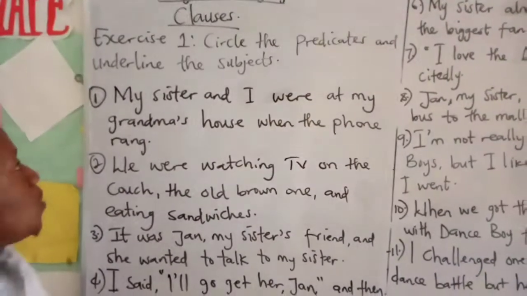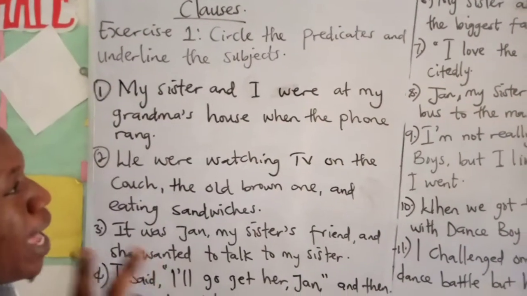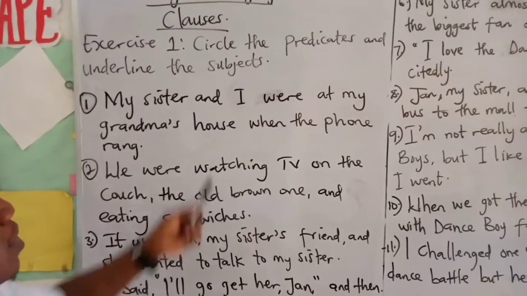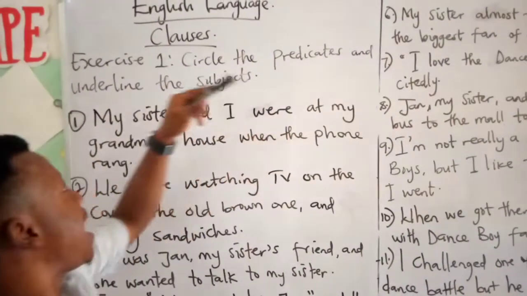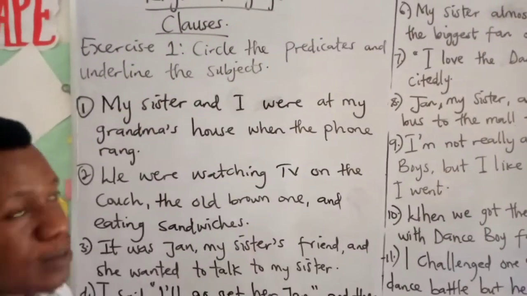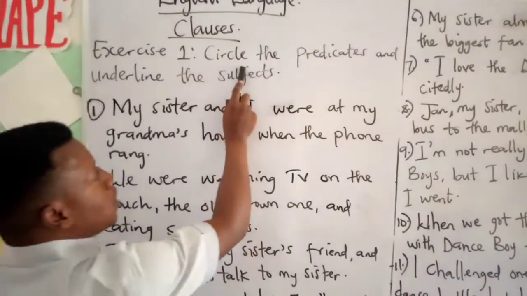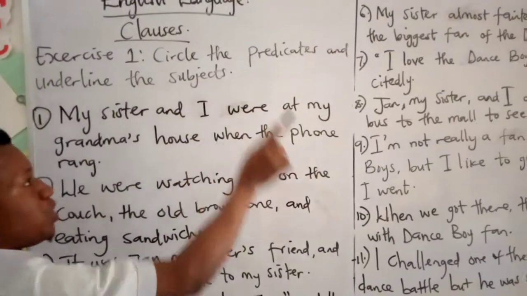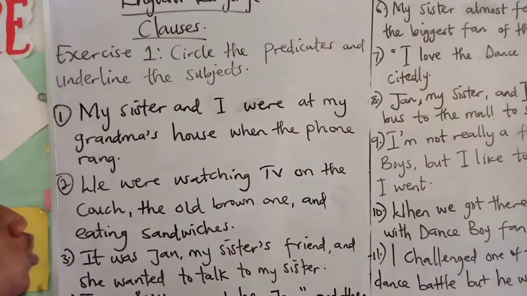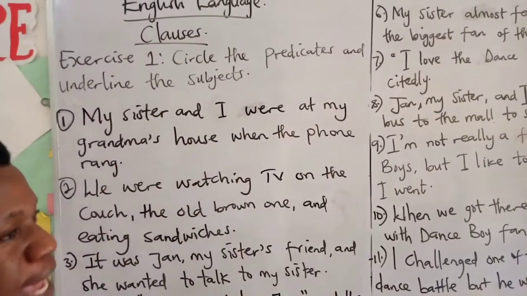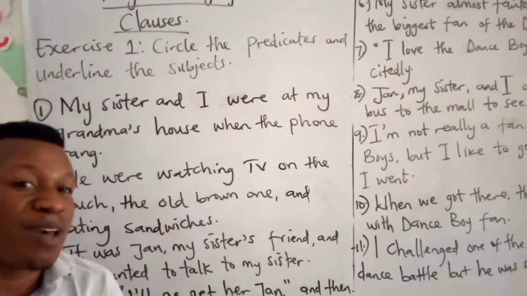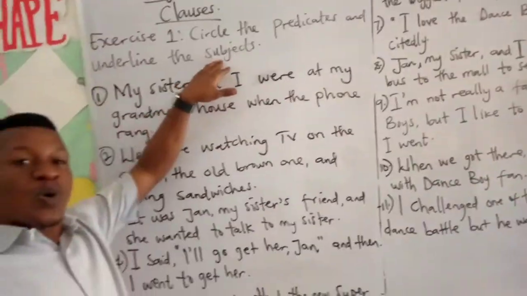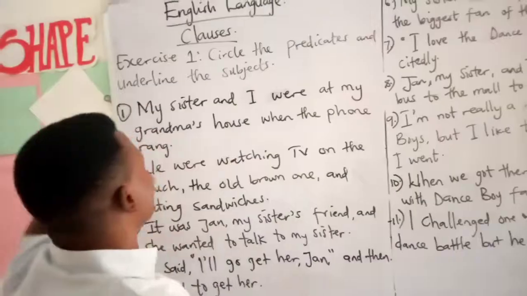Fantastic. Alright, we're going to be doing two exercises today. This first one is talking about circling predicates and underlining the subjects. Circle the predicates and underline the subjects. We are asked to circle all the predicates. Remember, predicates are the actions performed by the subject. Fantastic. And the subject is a doer of an action.